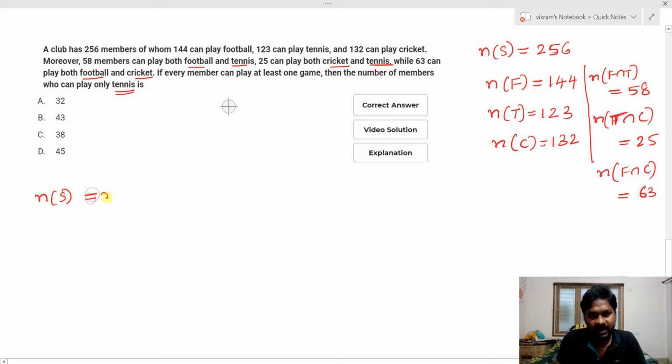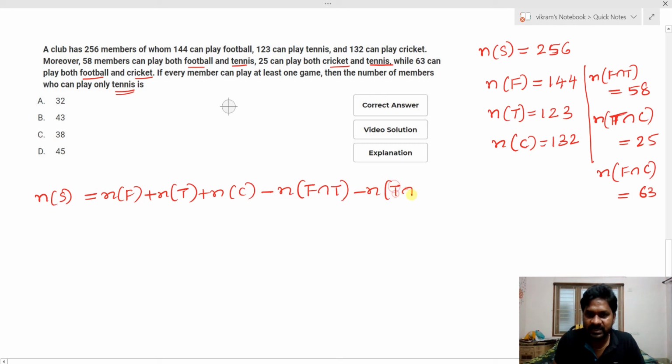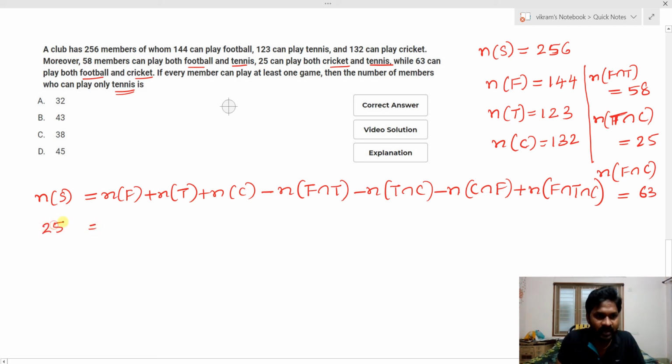The total, n of S, can be n of F plus n of T plus n of C, that means cricket, minus football intersection tennis, minus tennis intersection cricket, minus football intersection cricket, plus the number of players who can play all three games, that means football, tennis and cricket. So by replacing the values over here, first we have to find the total.